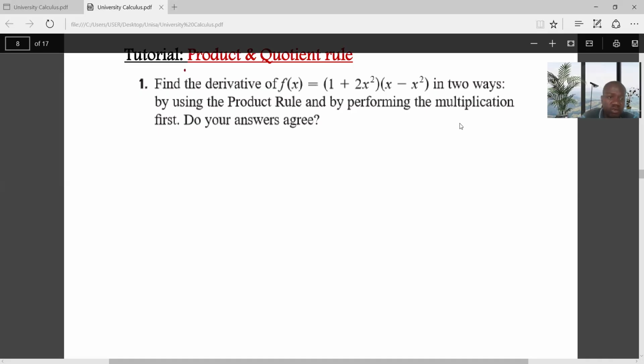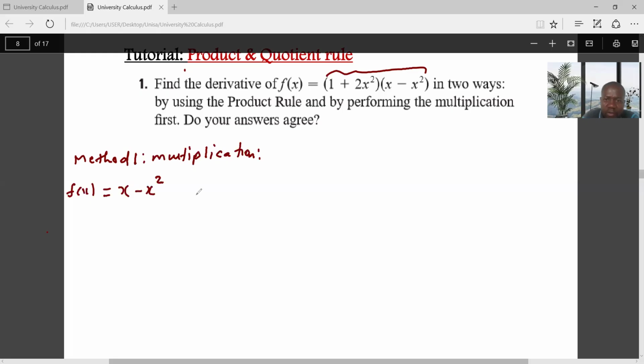So let's do that. We've seen that in the last example, when we were doing the product rule, we had done the multiplication. Let's start with multiplication. F of x is this, so we can expand it. We'll simplify first, multiply. This will give us x minus x squared. I believe we are following.